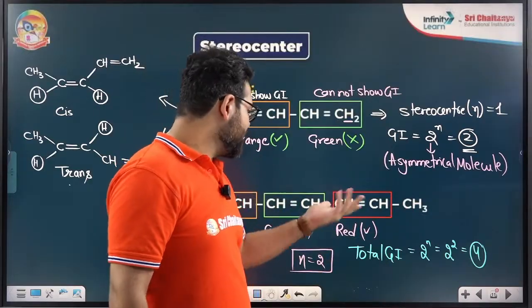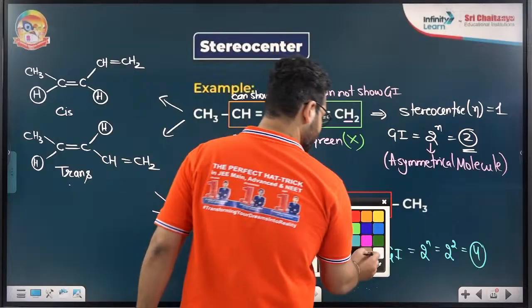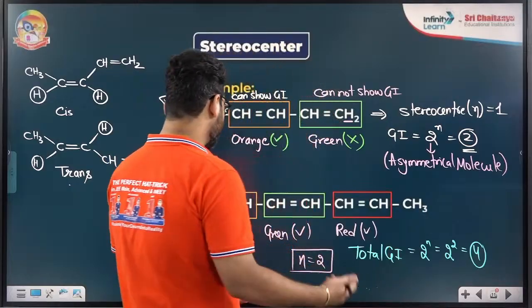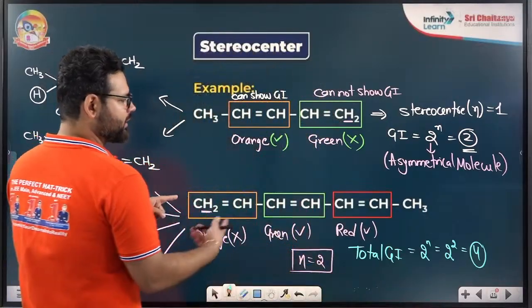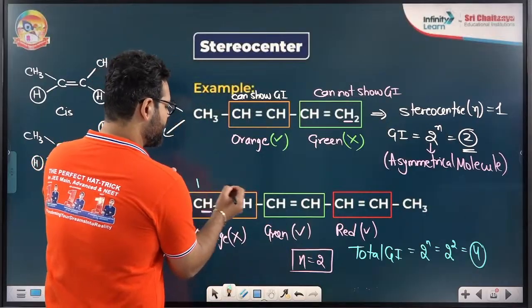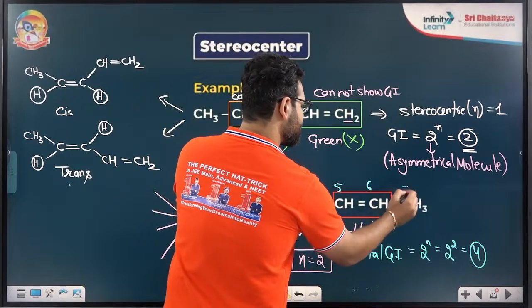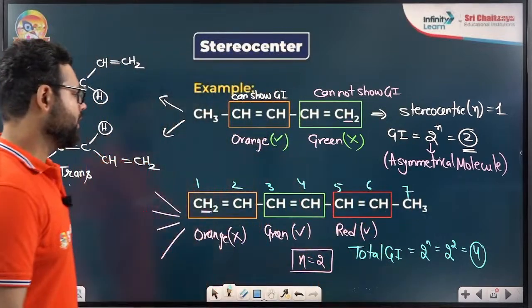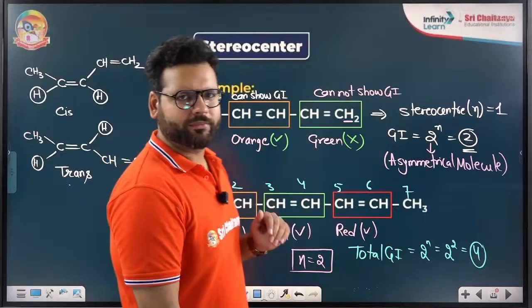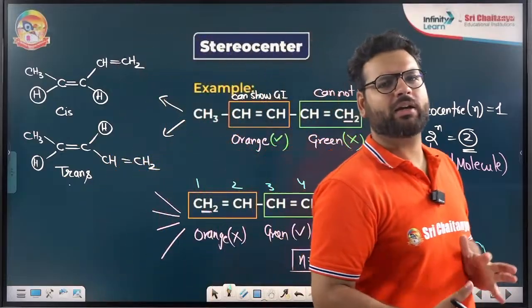I'll just show you with the numbering. You can see here, IUPAC numbering will start from this side, all of you know, because the alkene should get the lowest number. 1, 2, 3, 4, 5, 6, 7. So it's a heptatriene.